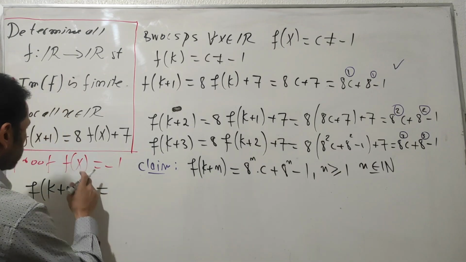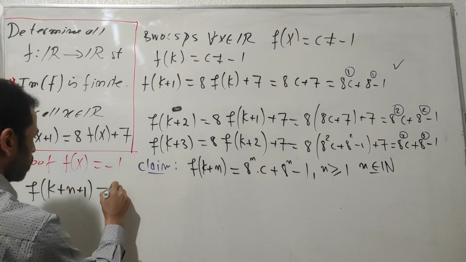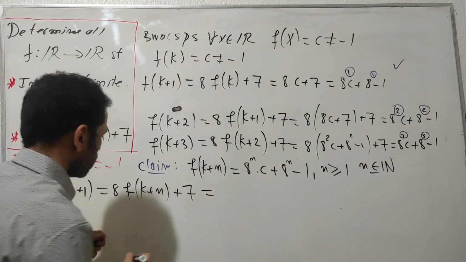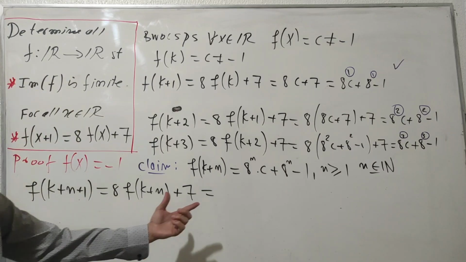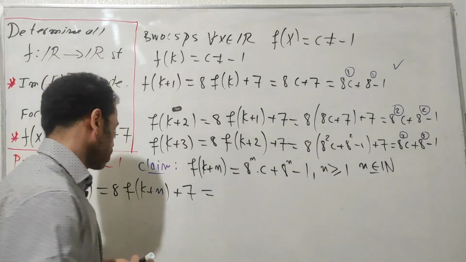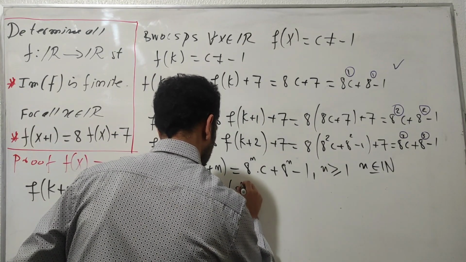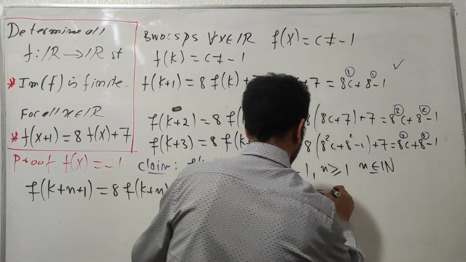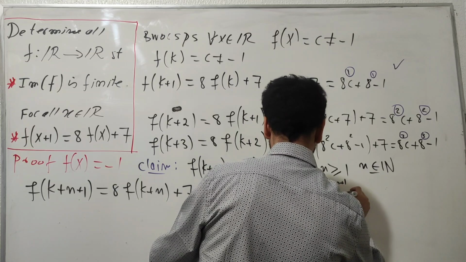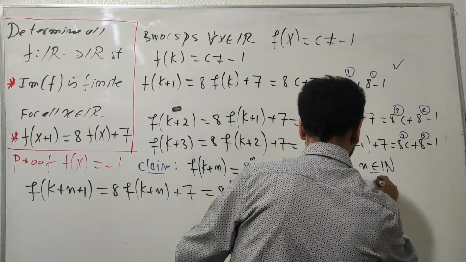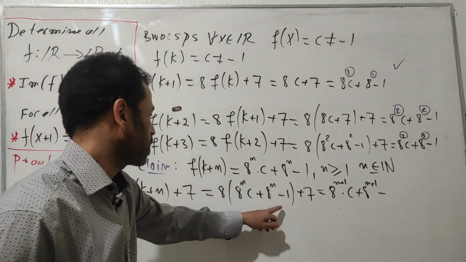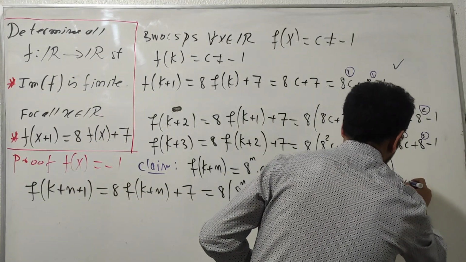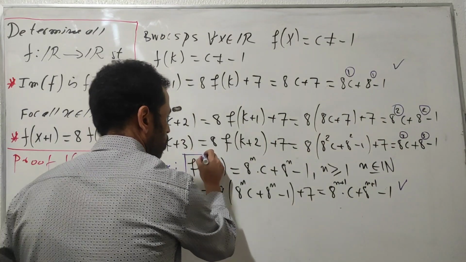So I'm going to do the same thing as I have done previously. So we get 8 multiplied by f of k plus n plus number 7. Replacing f of k plus n with these things, I get 8 multiplied by 8 to the n c plus 8 to the n minus number 1 plus number 7. This one is clearly going to give us 8 to the n plus number 1 multiplied by c plus 8 to the n plus number 1 minus 8 plus 7, which is minus number 1. It's more clear here. We have proven this one. Now our assumption is true.